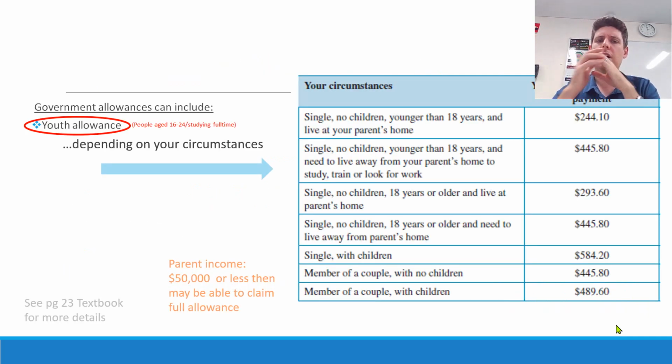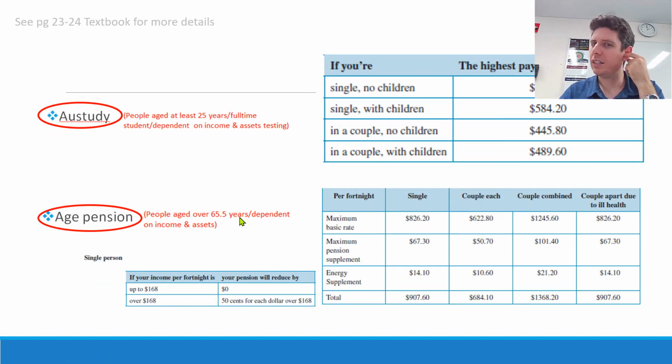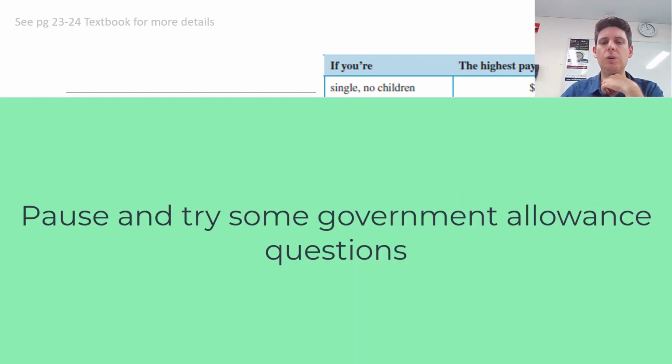Youth allowance works like this. So you can see these are your circumstances, and this is your maximum fortnightly payment. Oz study, very similar. You have to be at least 25 years old though. So pause your video, have a go at some textbook questions now.